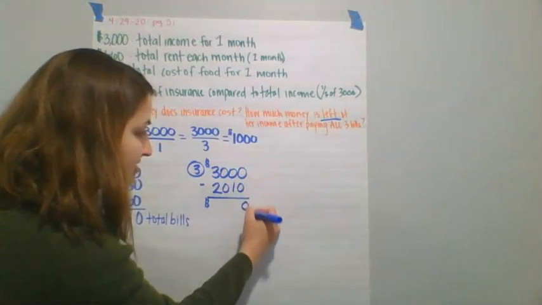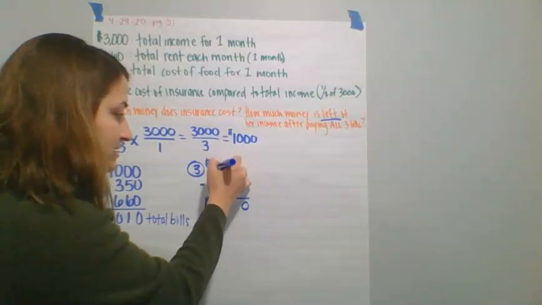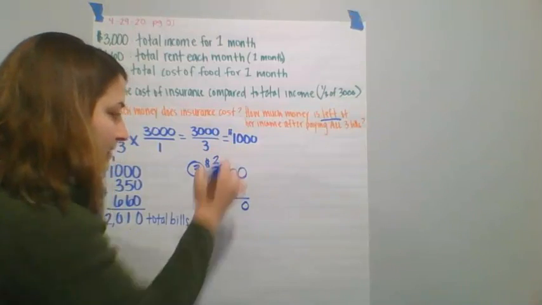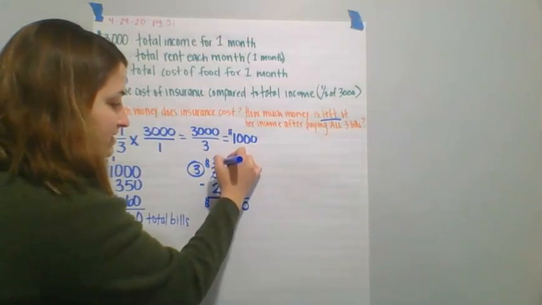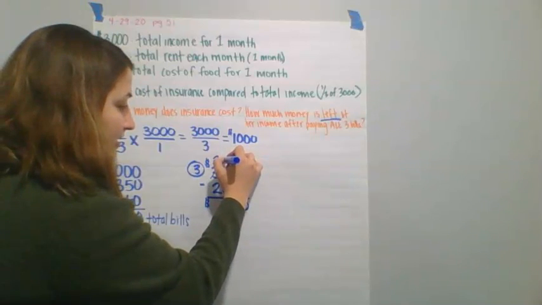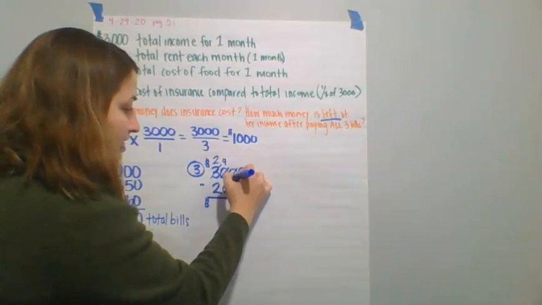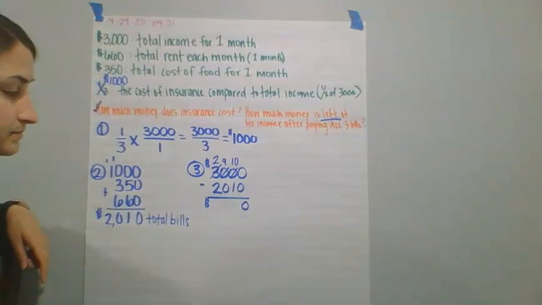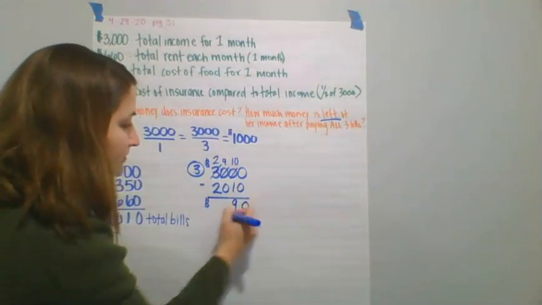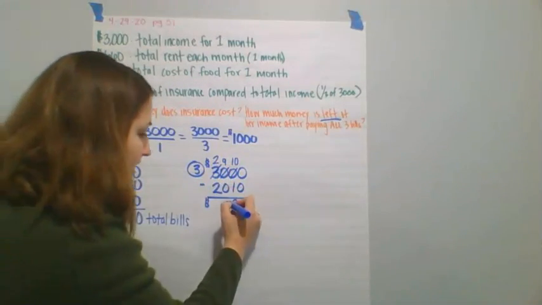0 minus 0 is 0. We can't do 0 minus 1, so we want to borrow from the 3, make it a 2. This becomes a 9, and this becomes a 10. 10 minus 1 is 9. 9 minus 0 is 9.